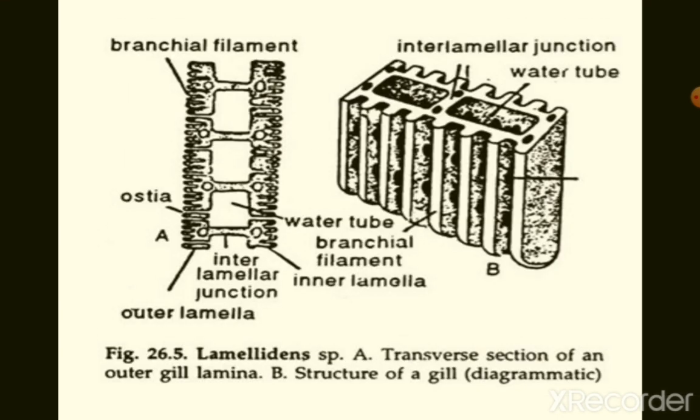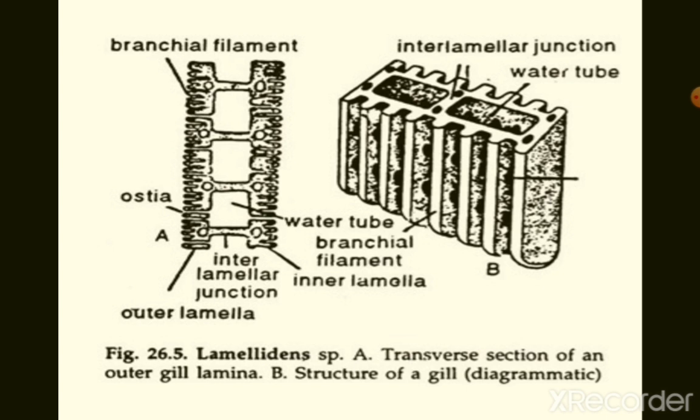Now this diagram gives you a much clearer view of how the gill filaments are arranged, what the interlamellar junctions are, where the ostia are, and how these filaments are placed. You can clearly make out the interlamellar junctions. Where do you find them? They are found between the two lamellae of the gill plate, and the space between these two lamellae is divided by vertical bars, which we call interlamellar junctions. Figure B gives a much clearer idea.